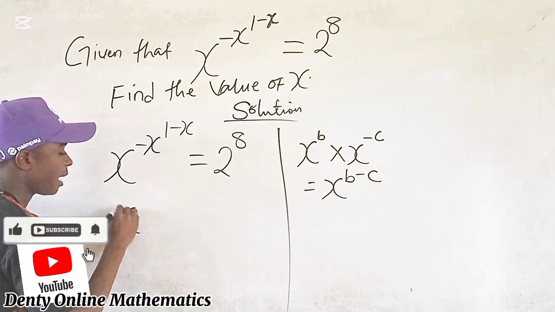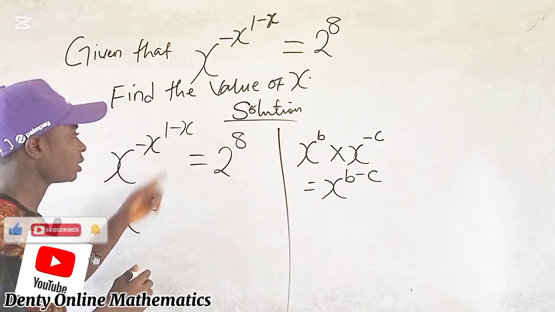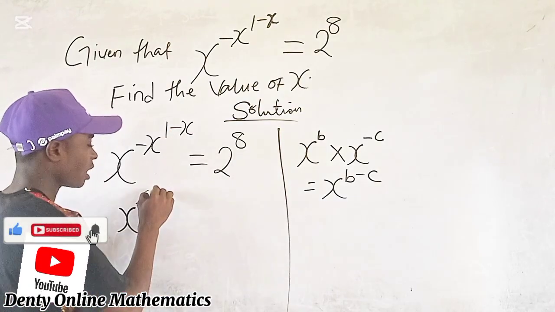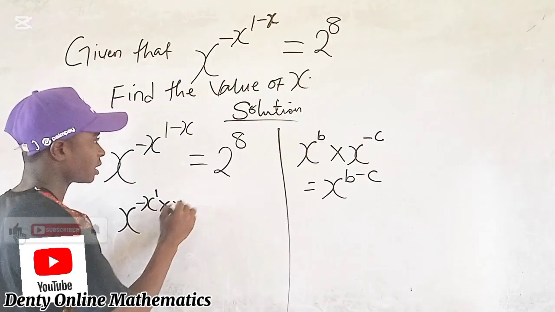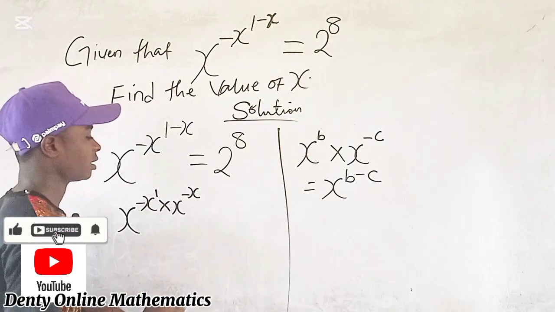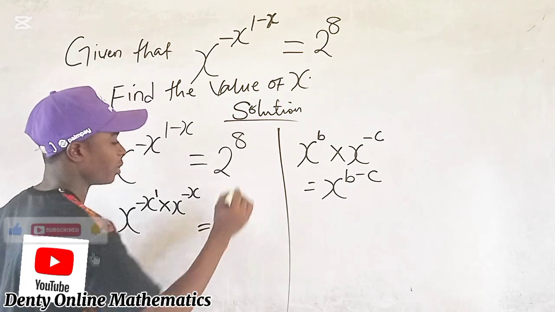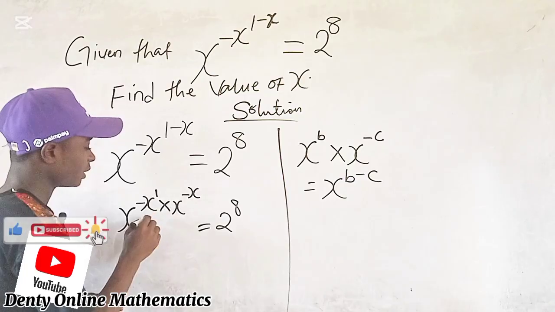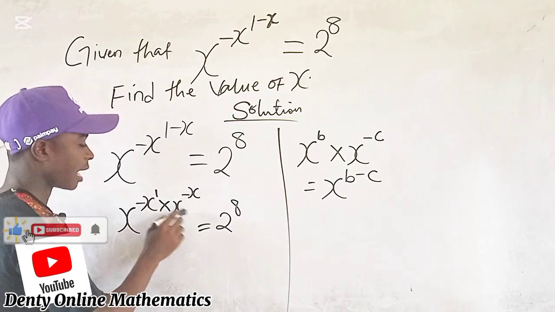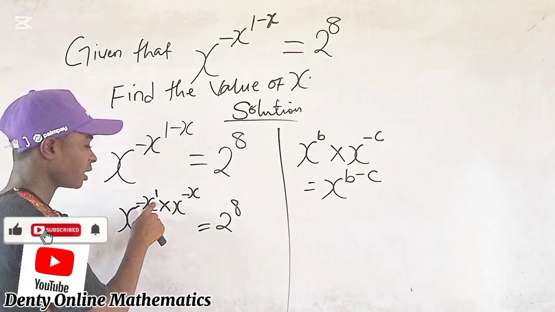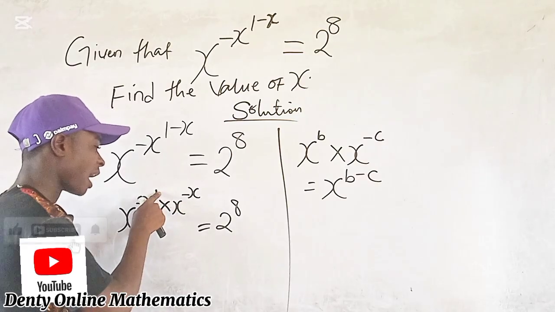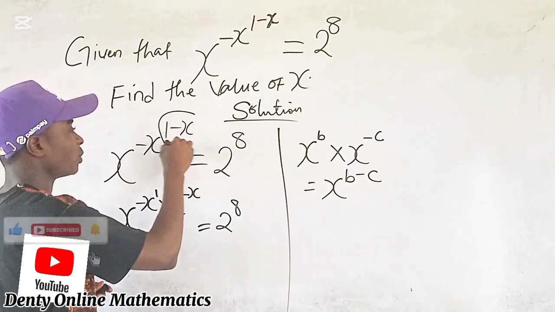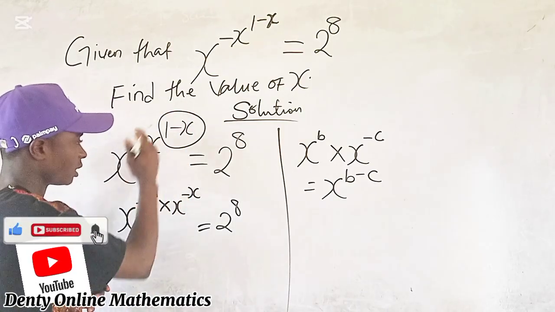So now we are going to use this rule here. We have x raised to the power of minus x, and now we have 1 minus x, which means here will be power 1 times here will be x raised to the power of minus x. All of this is equal to 2 raised to the power of 8. Yes, because if you observe, the bases are the same. The x are the base. So we pick one of the base, and then we add the exponents, which is 1 minus x here. I'm talking about this exponent. This one. I'm not talking about these words.